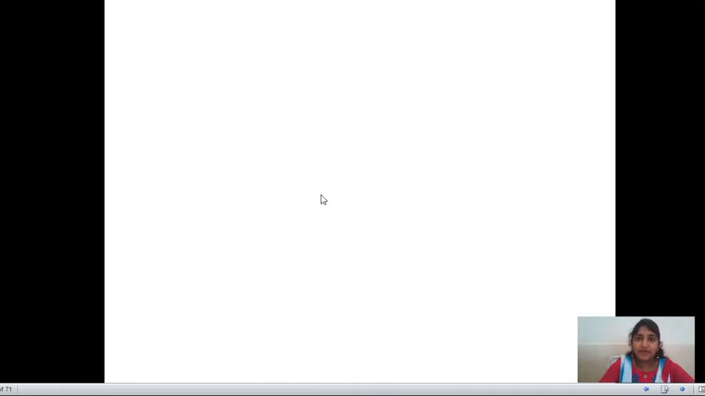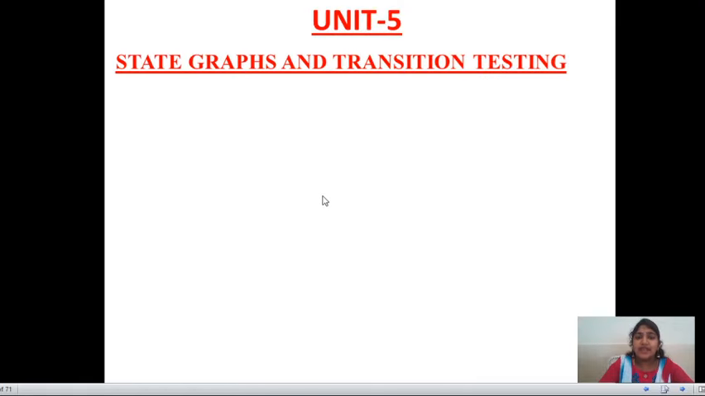So, today we are going to start Unit 5. Unit 5 is State Graphs and Transition Testing. There are two parts here: one is state graphs and the second part is graph matrices.